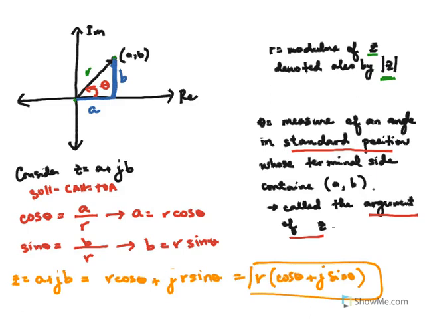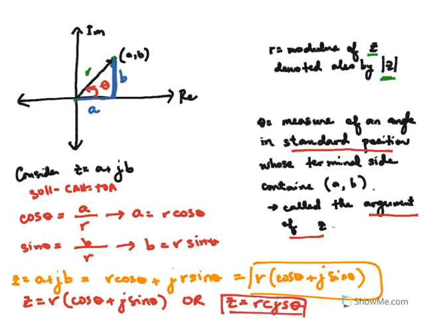We have Z equals R quantity cosine theta plus J sine theta, or you can write that as Z equals R CJS theta. So ito yung shortcut, Z equals R CJS theta. So CJS simply means cosine theta plus J sine theta. Again, R is the modulus and theta is your argument.